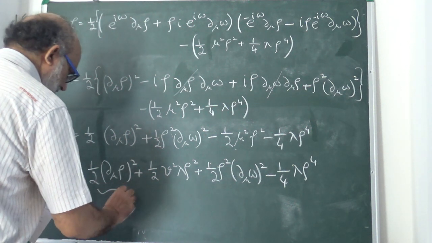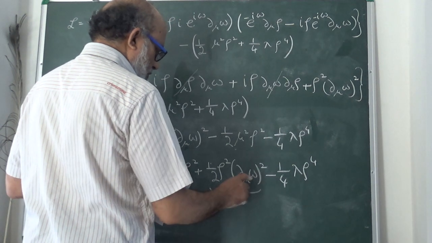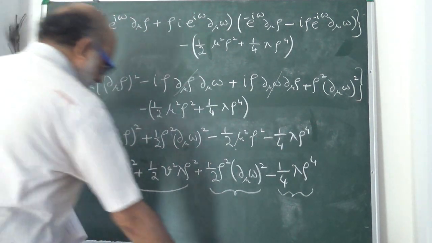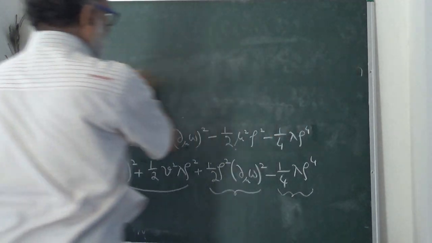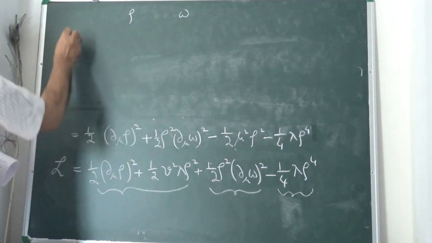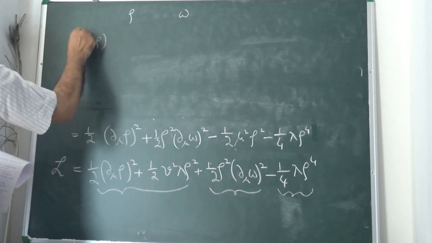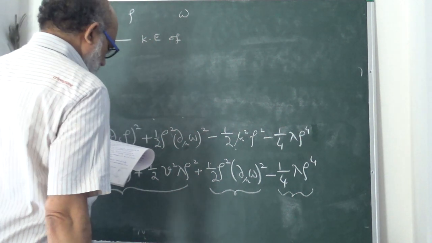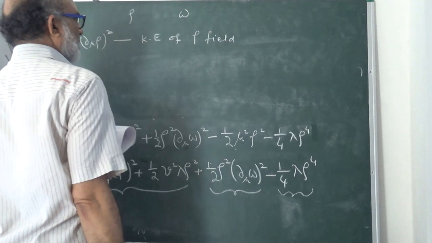So here we have two Lagrangians. This is the Lagrangian of the rho field, and this is the Lagrangian for the omega field, and this is the self-interaction potential energy. You will find that it's like two types of field. One is the rho field and one is the omega field. This is the kinetic energy part of the rho field, 1 by 2 del mu rho, the kinetic energy of the rho field. This rho is the radius.